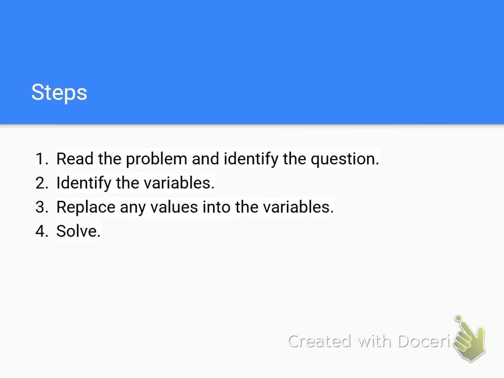Okay, and then you want to replace any values into the proper variables. So maybe they're saying, oh, what happens at t equals 3 seconds? So that's giving you a value for t, so you would plug that in for t. Okay, and then finally, step 4 is to solve. So if it's asking you what's the height when t equals 3, you would solve for h after plugging in the 3 for t. Okay, or maybe the question is asking you to graph, so you would have to find a few points, and then in order to solve, you would just graph the function.